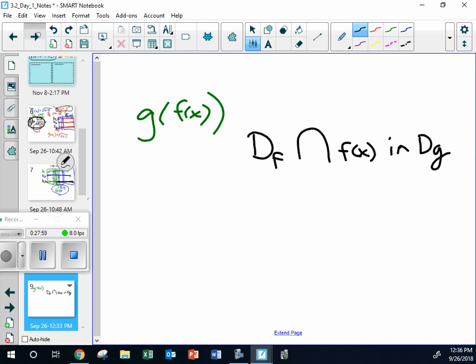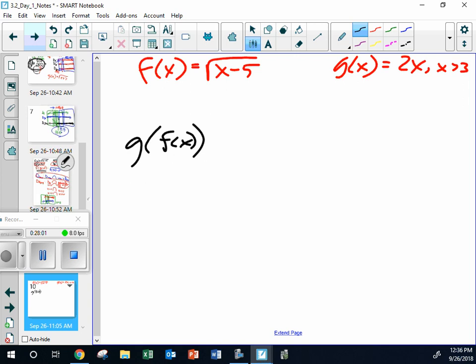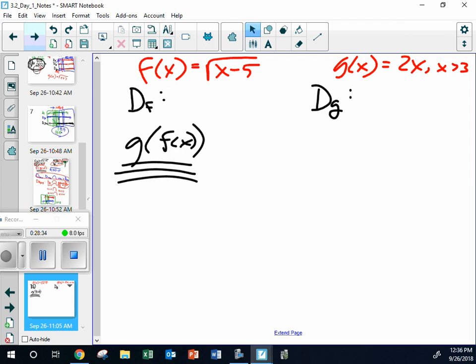So let's try that out. But look at this problem. Notice this time I have g of f of x. F of x is the inside function this time. I did not give you the domains. You figure them out. First thing I would do, figure out domain of f. Then figure out domain of g. Then, hopefully, you can figure out the domain of g of f of x. Give it a shot. If you don't try it once yourself, how are you expected to be able to actually do this on a test?